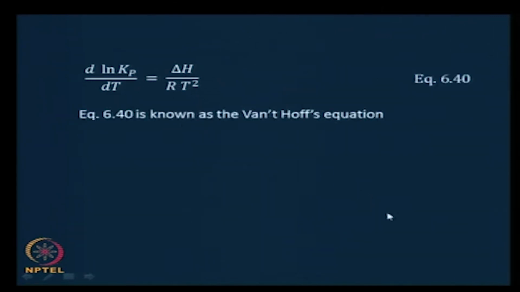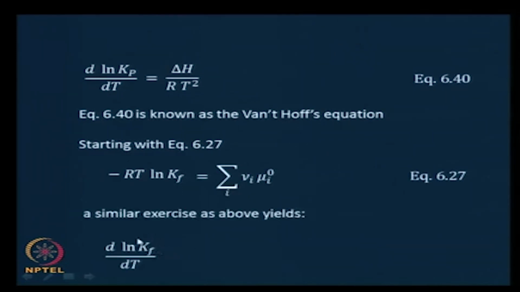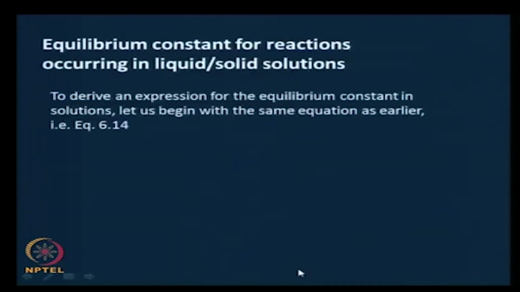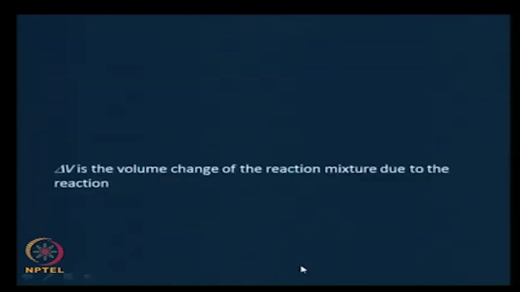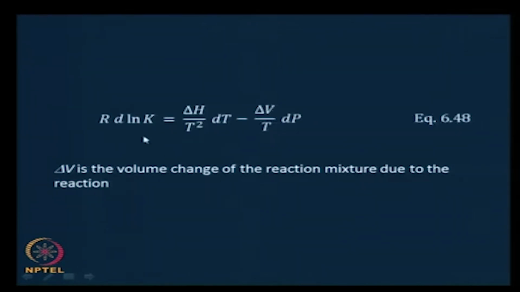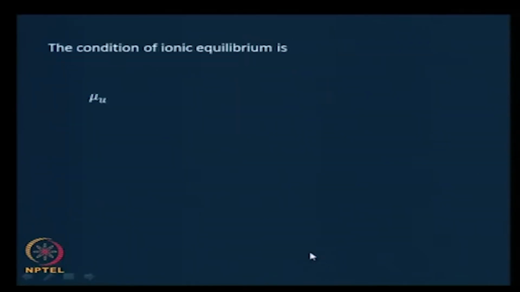We also wrote the relationships between the various variables, and this was the temperature dependence of Kp as delta H by RT squared, which is the van't Hoff equation, and we could also do that for Kf, which is the equilibrium constant in terms of fugacities. And then we saw the equilibrium constant for reactions occurring in liquid and solid solutions too, and finally some formulations for electrolytes.